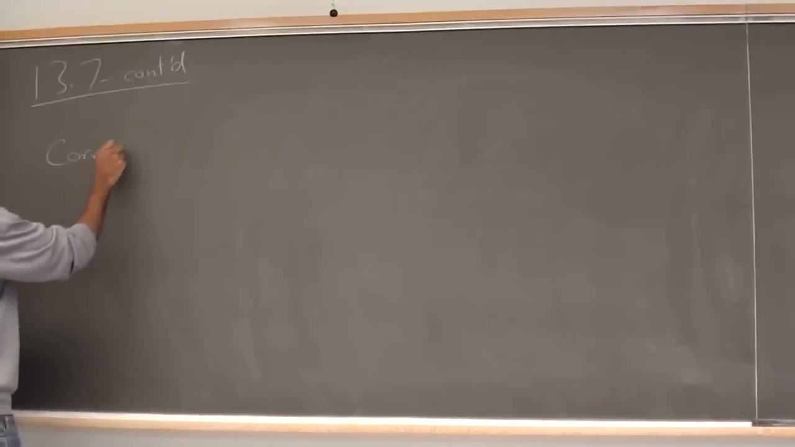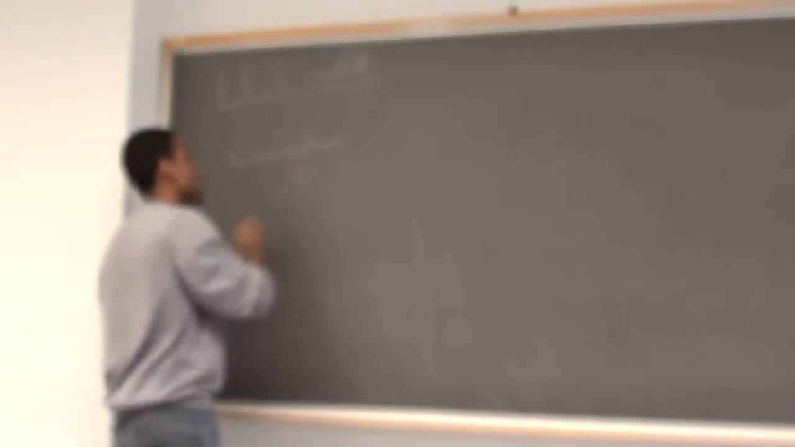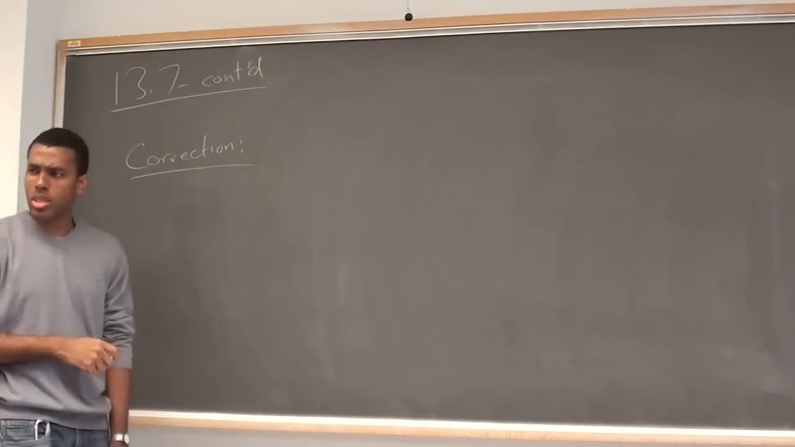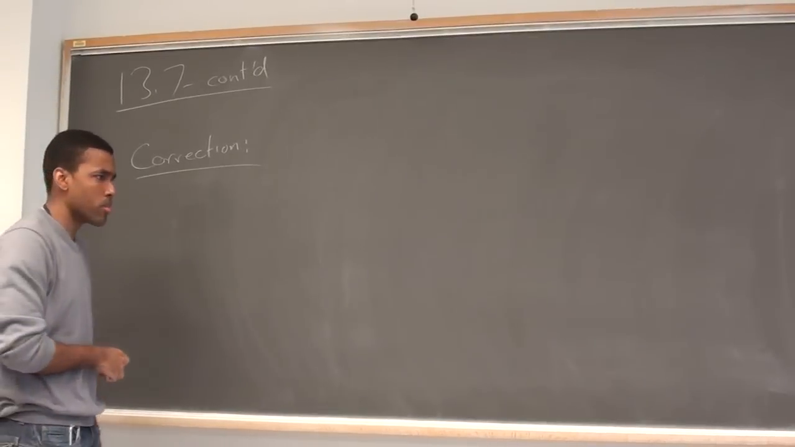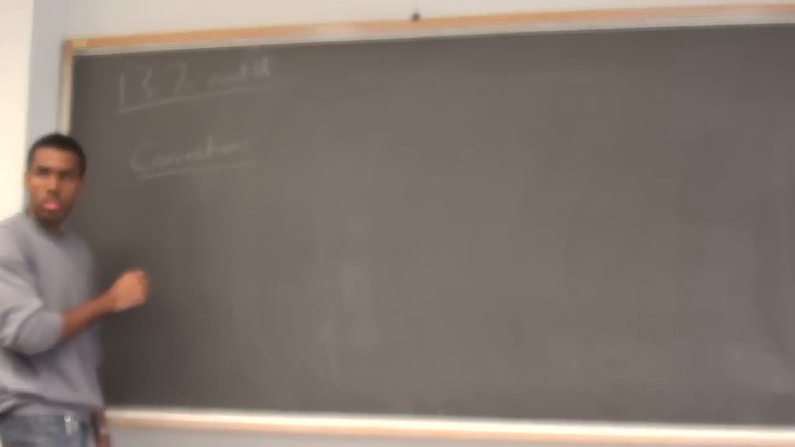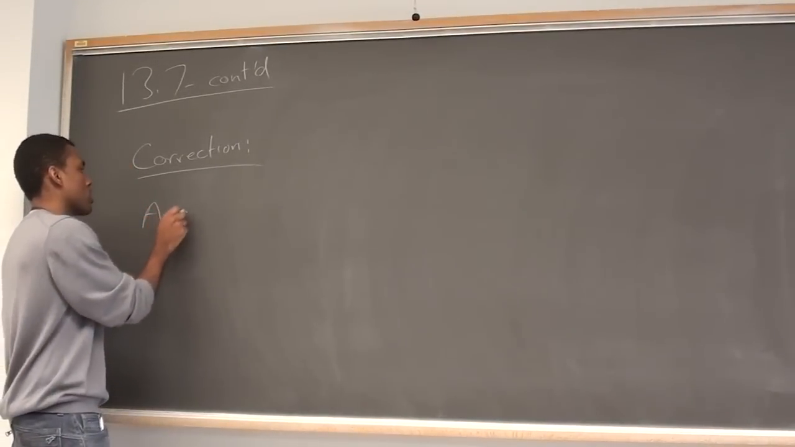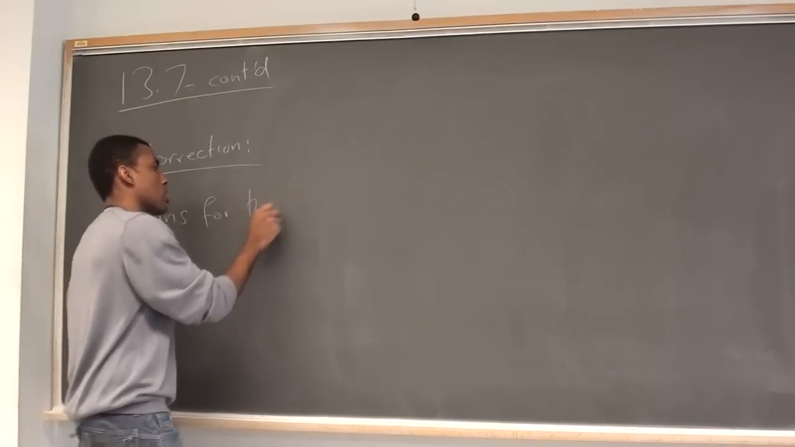Before we begin, just a correction on the last problem. We have to remember the ones. What was the answer we got again? Was it 4 pi a cubed or something? Oh, okay. It should be positive, right? Yeah, it should be positive. So, what is the answer for the last?